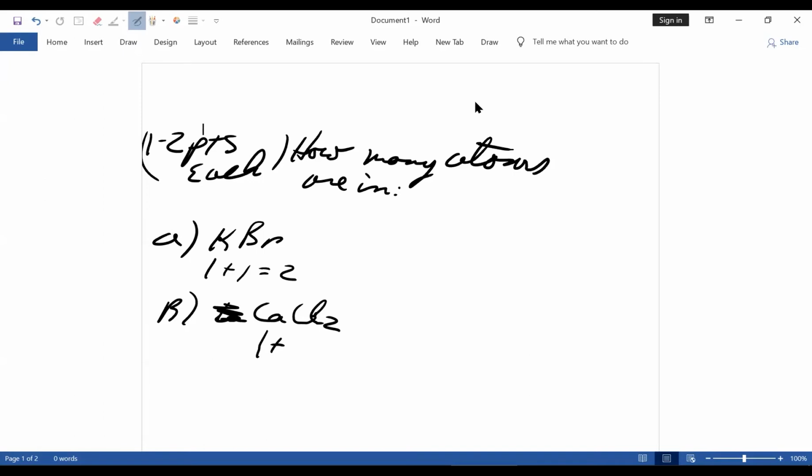Notice the subscript 2, so that means there are 2 of them, and that means there are 3, and that's your answer: 3 atoms in calcium chloride.